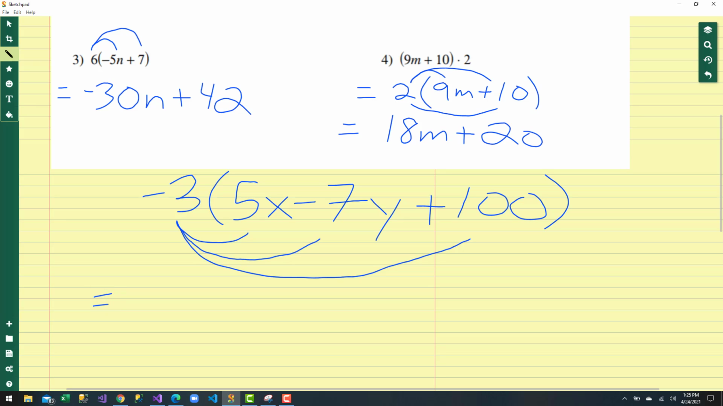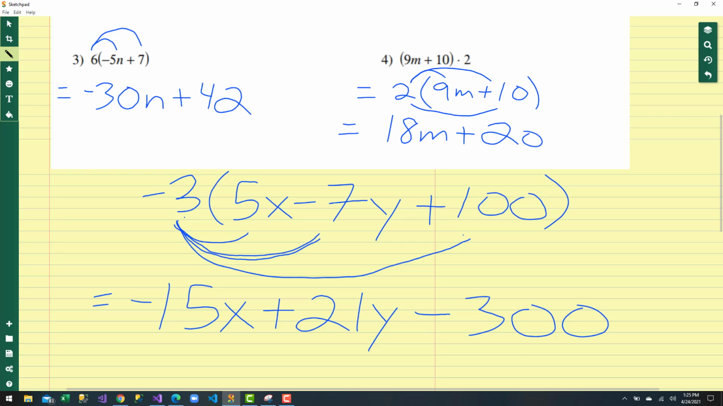So let's start. Negative 3 times positive 5, that's opposite signs, so that's negative. 3 times 5 is 15. I copy the x. Next, I go with the negative 3 times the negative 7. Same signs, when you multiply, become positive. 3 times 7 is 21, and I copy the variable. And finally, the negative 3 times the positive 100, opposite signs become negative, and 3 times 100 is 300. So you see, it looks advanced, but apply the principle and you'll be just fine.